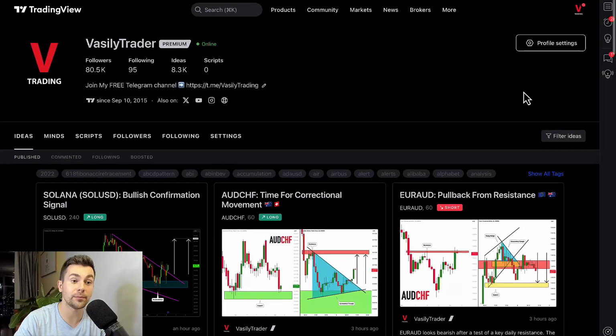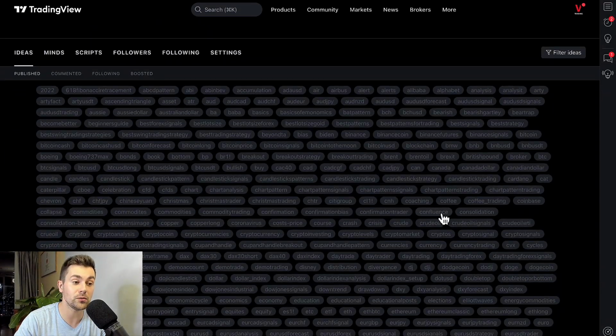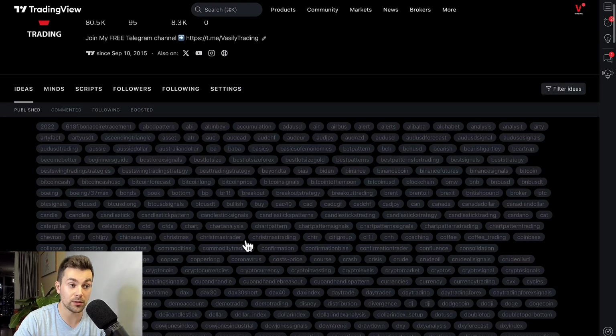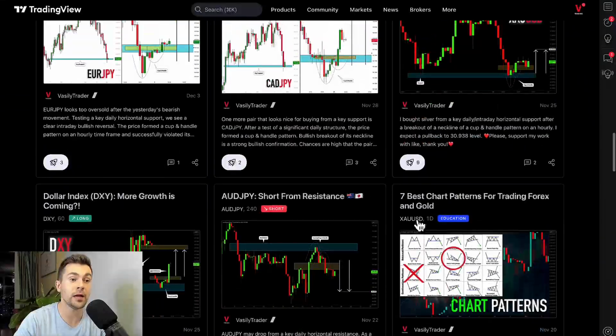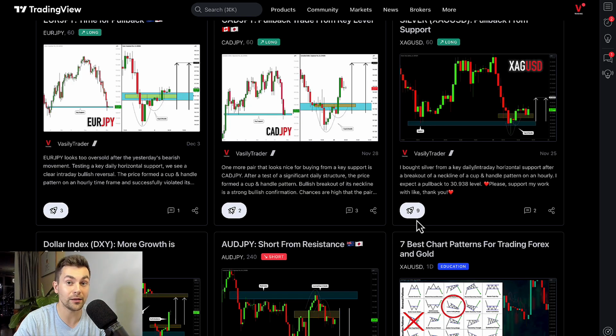Moreover, you can apply the filter and you can make TradingView display only the ideas for a specific chart pattern. For example, if we click cup and handle, you will see only the trading ideas for cup and handle pattern.